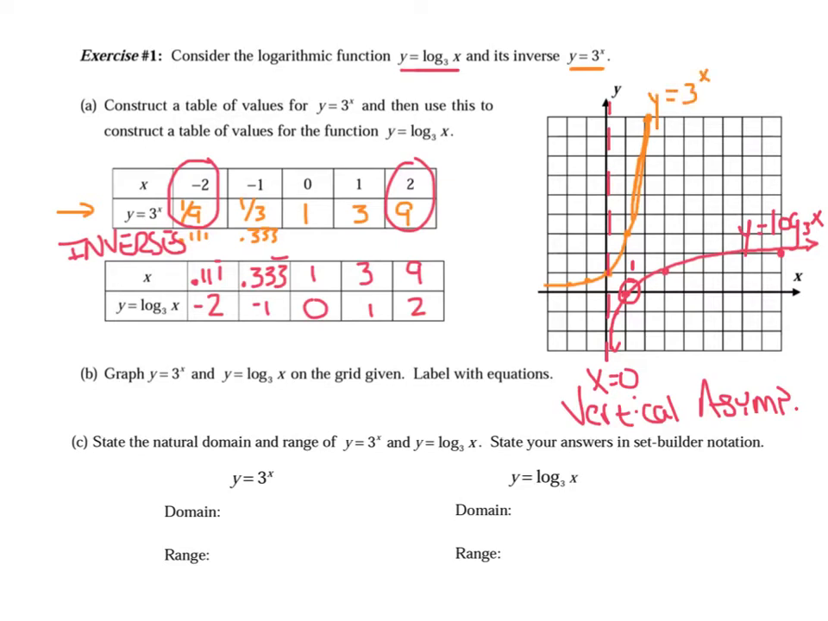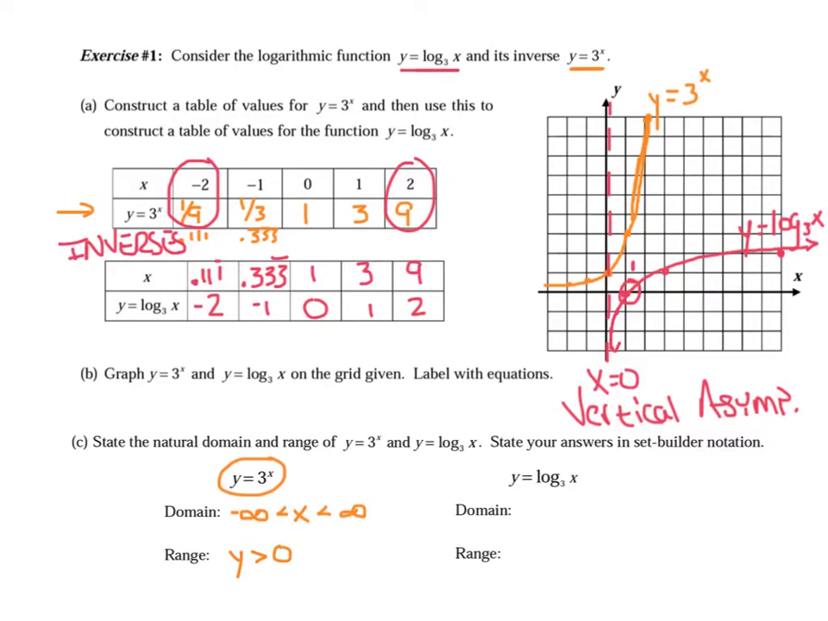All right, now as far as the domain, let's focus on the exponential function here. The domain extends infinitely to the left and infinitely to the right. So I'm going to say the domain is from negative infinity, which is less than x, which is less than positive infinity. Now the range is a little interesting. The range never hits 0 or lower than 0. So I'm going to say all y values greater than 0.